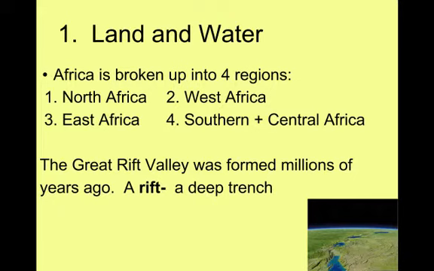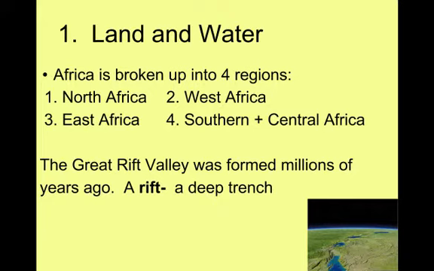And the first thing that we studied are the land and water features. And we talked about Africa being broken up into four major regions: North, West, East, and then South and Central Africa are combined into one region. And we talked about the Great Rift Valley and how it was formed millions of years ago by plate tectonics. Those forces are what gave much of the elevation and the lakes to this part of East Africa. The rest of Africa is actually called a plateau continent because it's so flat.